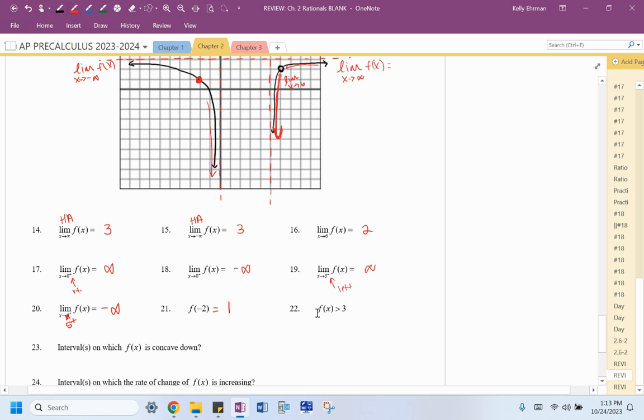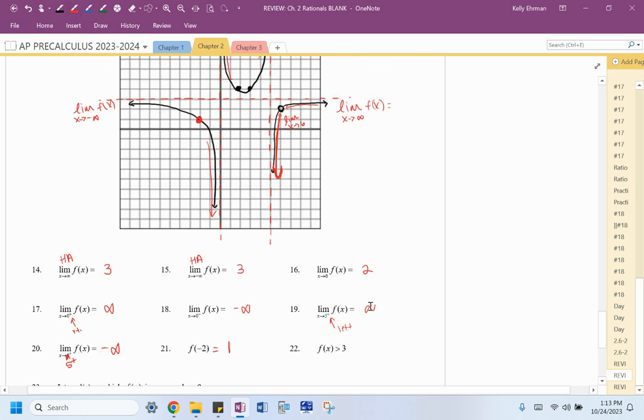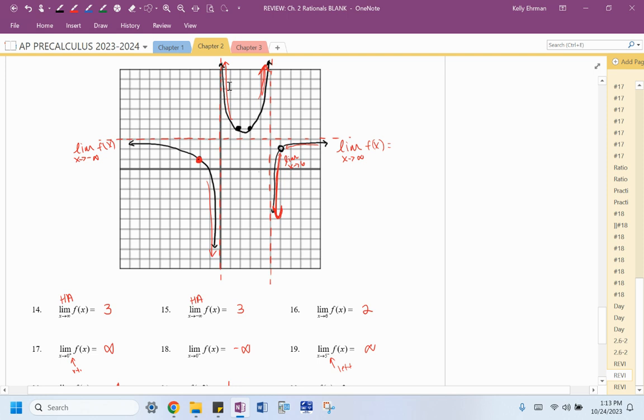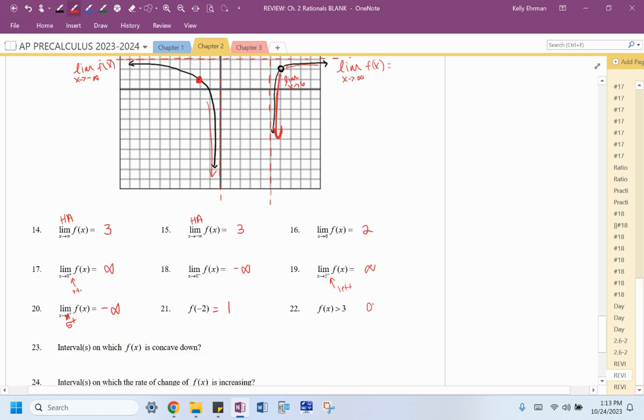And find x when f of x is greater than 3. Well, here's the line, y equals 3. So just this little middle section is above the line. So what are the x values on this section? Anything between 0 and 5. So I can say x is between 0 and 5 like this, or I can say on the interval 0 to 5. Either way.